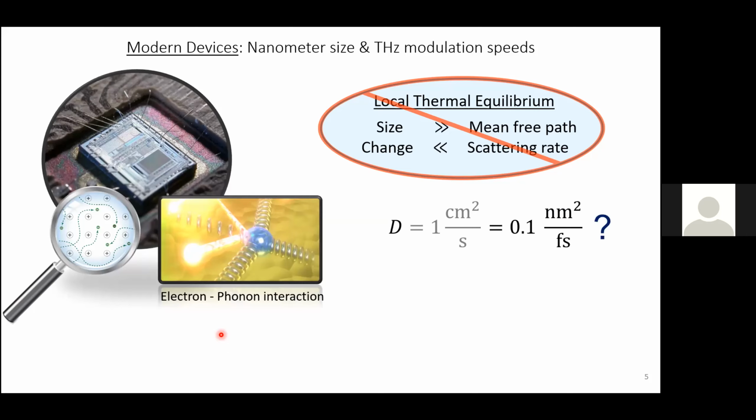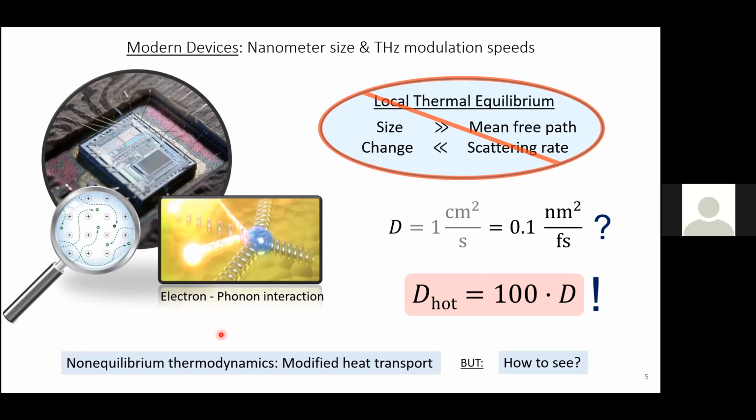So the question becomes, on the nanometer scale, can we translate diffusivity to 0.1 nanometer squared per femtosecond? If you look very fast and very small, is the thermal transport still the same? And the answer, I will already take it away, is no, it's very different. You actually get hot electron diffusion, which is uncoupled from phonons and goes 100 times faster.